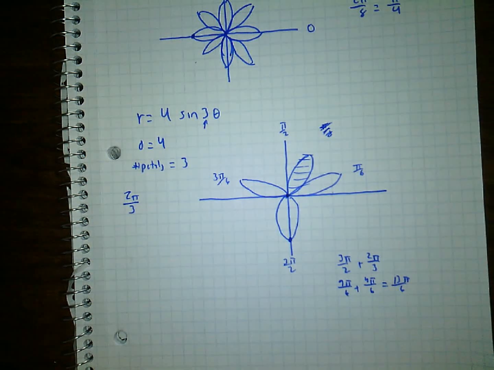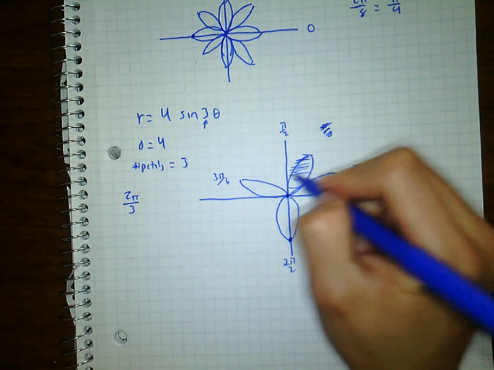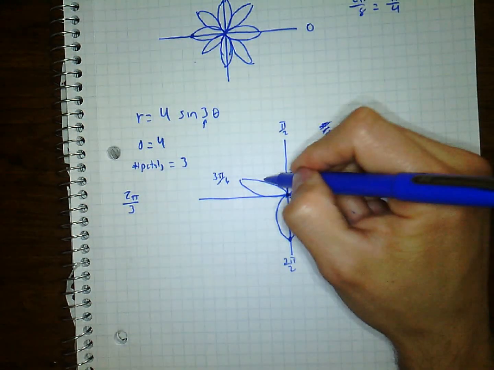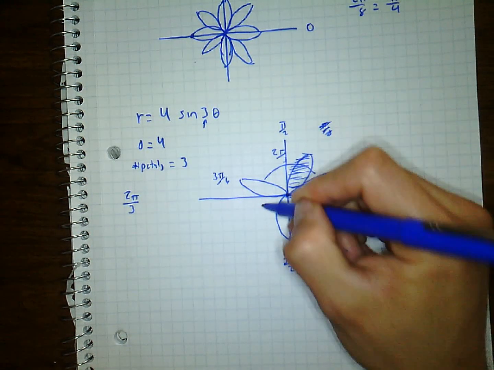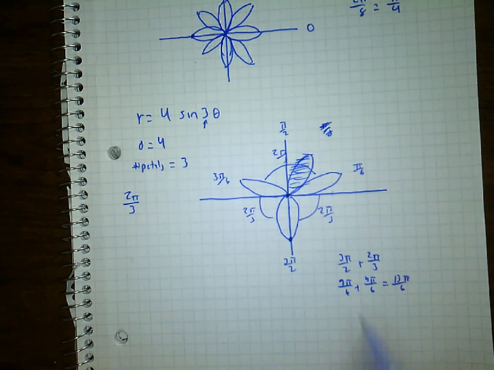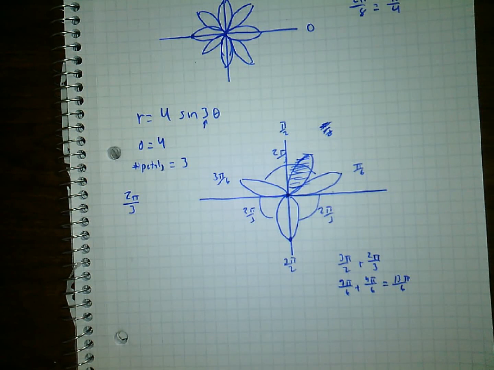Oh my god, that looks terrible. I'm sorry, guys. But if you do the mathematics, there is an angle of 2 pi over 3 right here. There is a difference of 2 pi over 3 here, and there is a difference of 2 pi over 3 here.